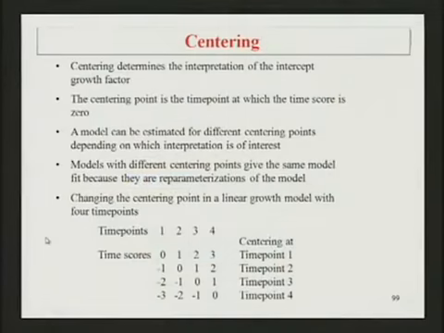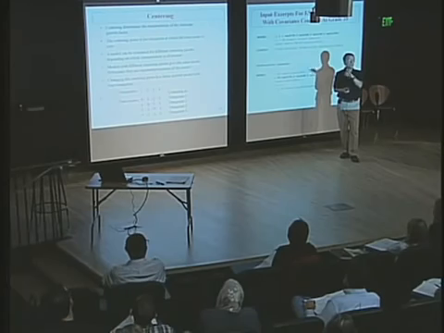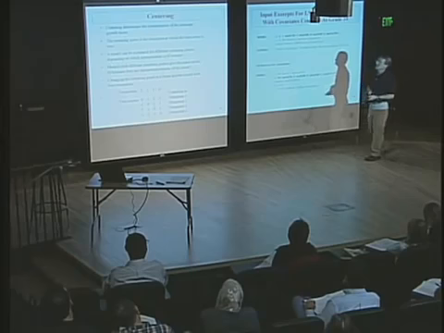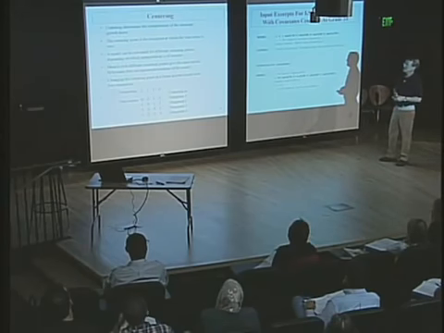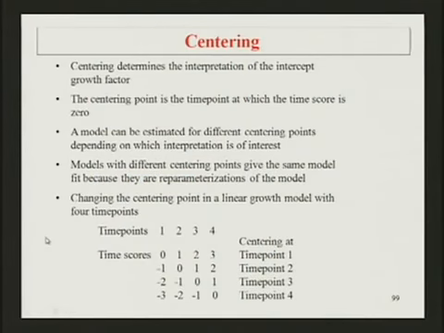We had the example where the first time point had time score 0, x sub 1 equals 0, saying that the slope does not influence the first time point, only the intercept influences the first time point, which gives the meaning to the intercept as the initial status and gives the meaning of the slope to changes, increases or decreases thereafter. A model can be estimated for different centering points depending on which interpretation is of interest. And models with different centering points give the same model fit because they are simple reparameterizations of the model. So if you do the centering differently, you can check that you've done it right by getting the same chi-square.